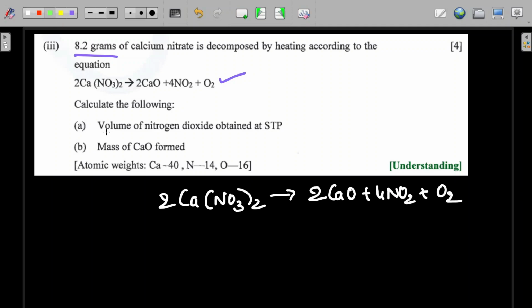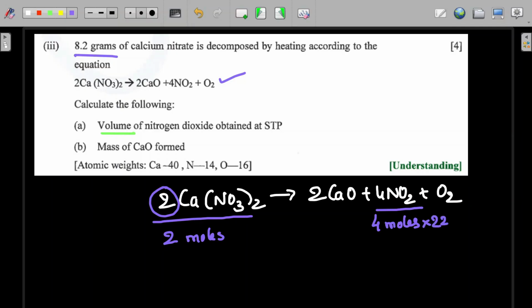Even though they have asked volume, they have given mass initially, 8.2 grams, right? Now from this, what you have to find? Volume of nitrogen dioxide obtained at STP. First, the relationship between calcium nitrate and NO2. So 2 moles, this coefficient you have to take, 2 moles of calcium nitrate. If you take, how many moles you are getting? 4 moles. 4 moles is nothing but 4 into 22.4 liters, correct?